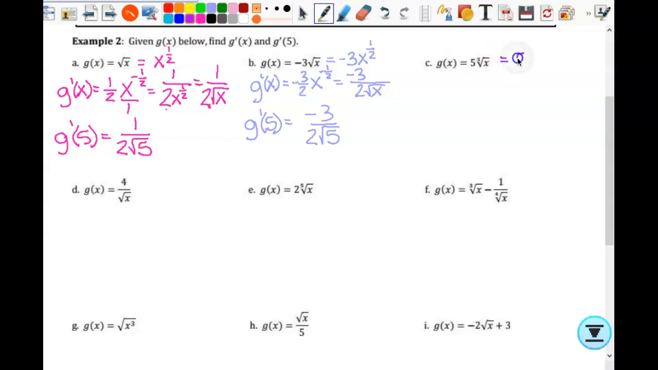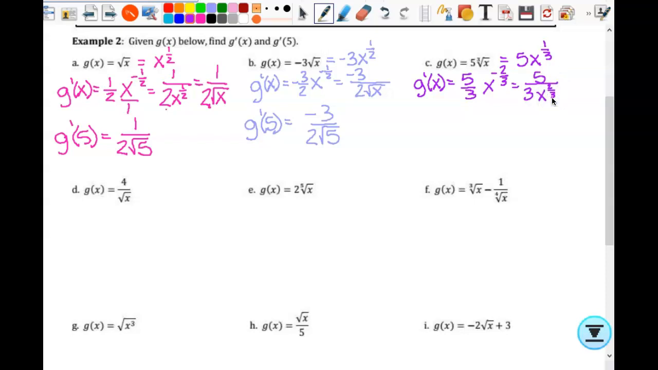So this would be 5 times x to the 1/3 power. So g prime of x is equal to, I multiply 1/3 times 5, that gives me 5/3, times x to what power? Negative 2/3. Yeah, because I'm subtracting 1, so that gives me a negative 2/3. Yes? So we're going to write this in 2 steps here. This gives me then, I know I have a 5 in the numerator, 3 in the denominator, and that would be x to the 2/3 power.